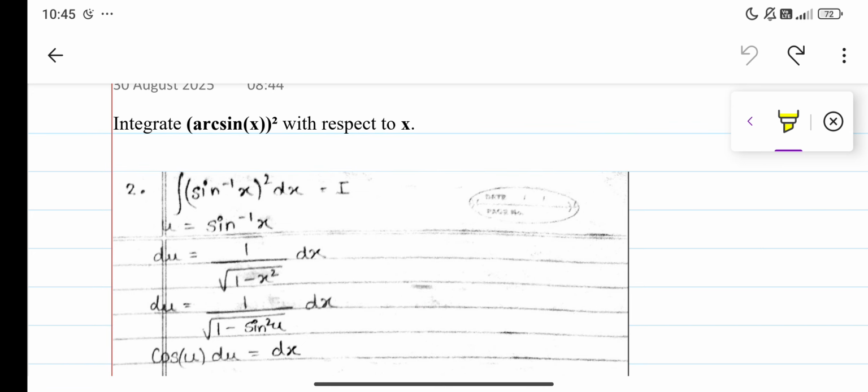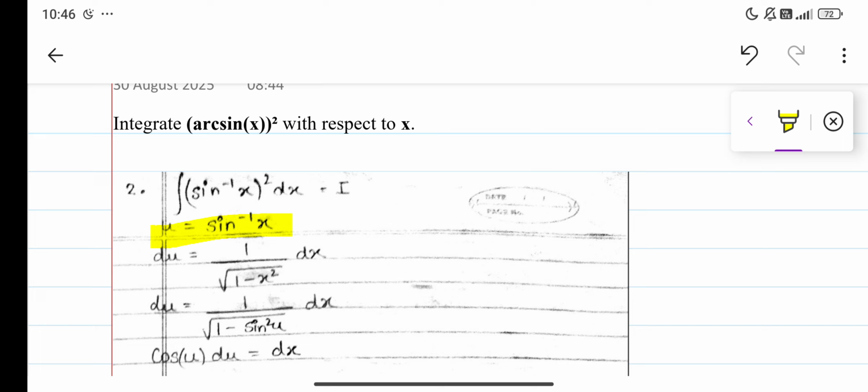The technique of indefinite integration that I'm going to use is substitution. Firstly substitution, and then subsequently I will be using integration by parts. So let's see how we are going to solve it. Firstly, I write u is equal to sine inverse x. So I substitute sine inverse x as u, then I write du is equal to 1 over under root 1 minus x square dx. You know that the derivative of sine inverse x is 1 over under root 1 minus x square, right?